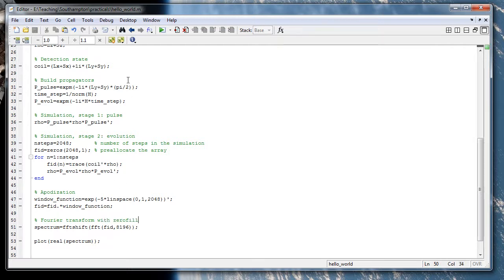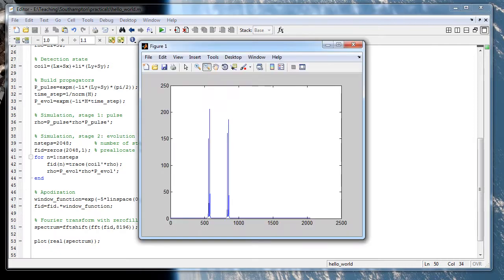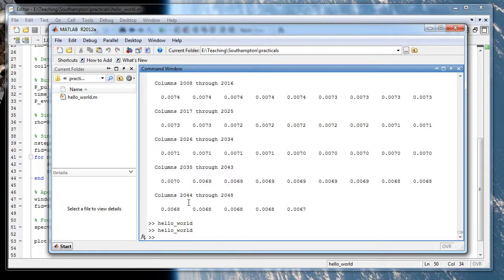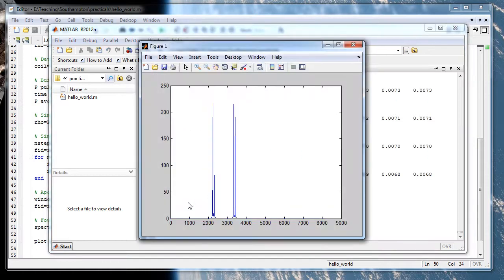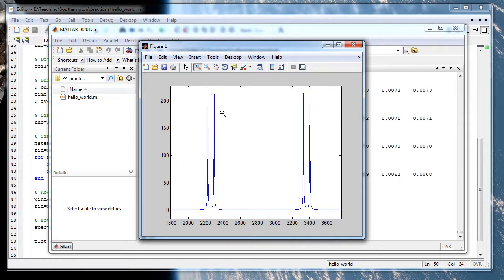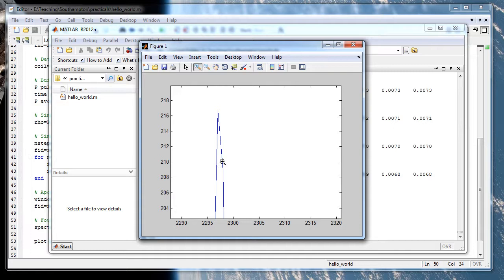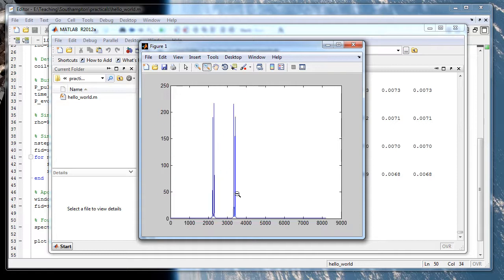And take a look at that spectrum again. So we'll close this window and do that. Hello world, there we are. And now we are digitizing it properly, and we've got a nice, beautiful roofing effect from the strong J coupling. And that's just the number of points in the denominator.